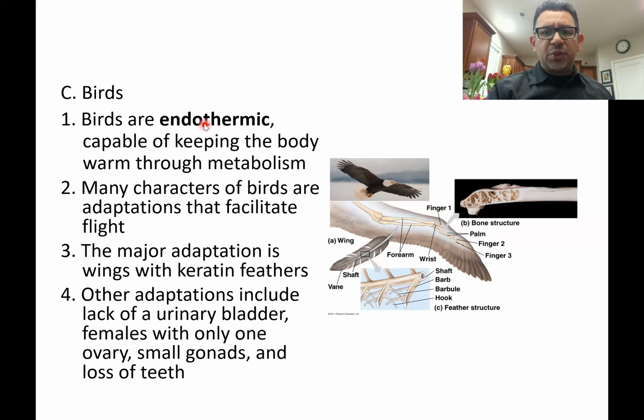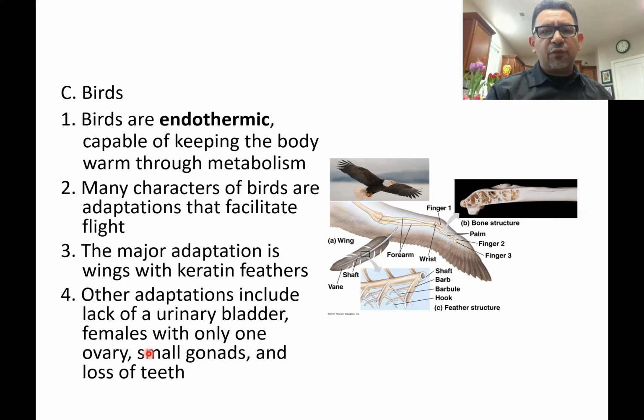Additional adaptations, they do have a urinary bladder. They do have a way of retaining, saving water, rather than just releasing all of the nitrogenous waste with a lot of water. We'll talk about this when we talk about excretion. They can produce a concentrated nitrogenous waste. Again, the advantage is that they can save water and they don't have to be as dependent on water.